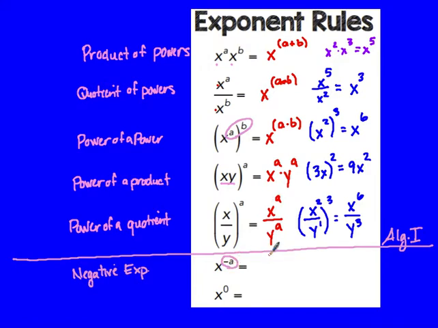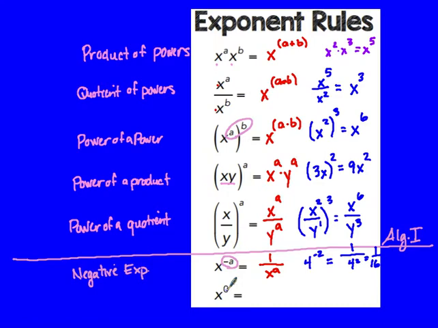So I'm just going to flip this over and make this 1 divided by x to the a power. Now, an example of this is if I have 4 to the negative 2 power, that means I'm going to divide it. 1 divided by 4 to the 2nd power, or 1/16.